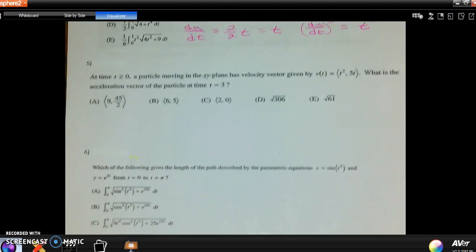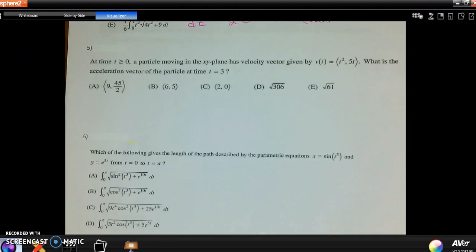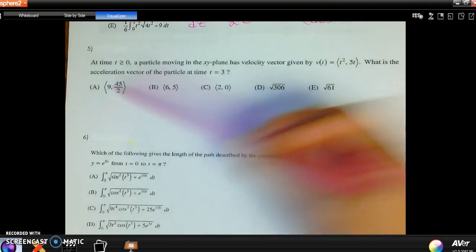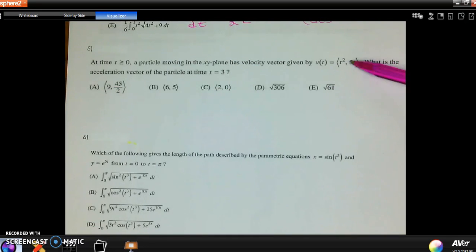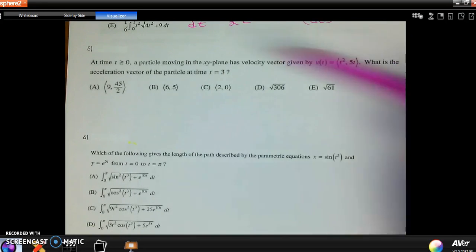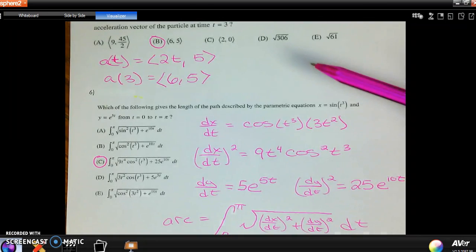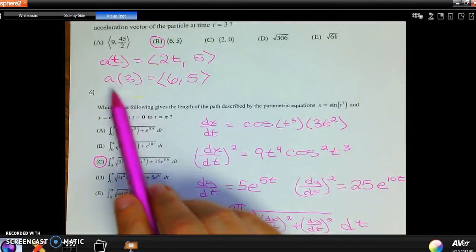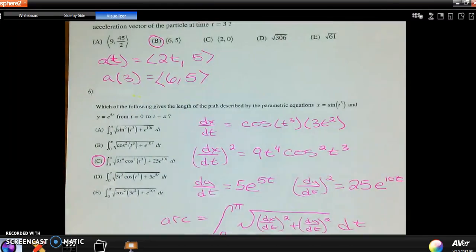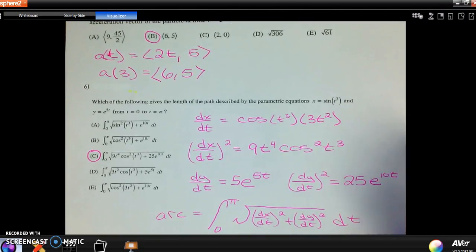And I want to talk about number 5. In number 5, they are asking you to go from velocity to acceleration. Hopefully you know that to go from velocity to acceleration, you have to take the derivative. So you're going to take the derivative of each of these components, the horizontal and the vertical component, and then plug in t equals 3. I'm going to pause the video and work it because I only have a minute left. Okay, so here I took the derivative. After you take the derivative, then you plug in 3. I ended up with B. I thought that was a pretty simple one. Hopefully you can do that one.